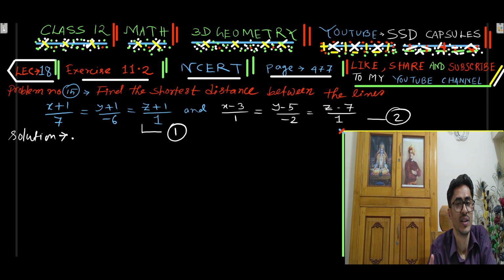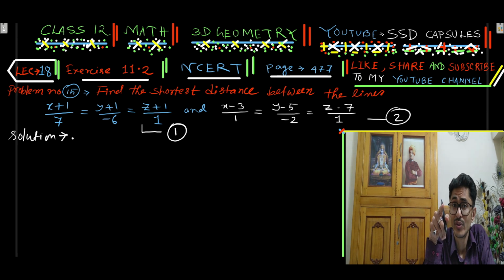I am telling this using the theory of the equation of a line passing through a given point and parallel to a given vector. Have you understood? Have you remembered the theory? We have discussed this in earlier lectures.